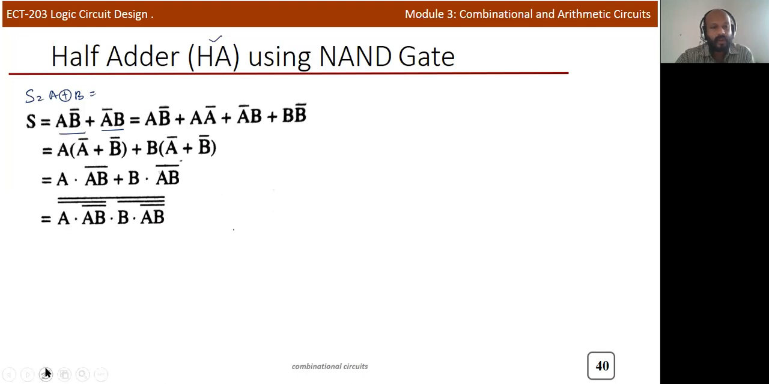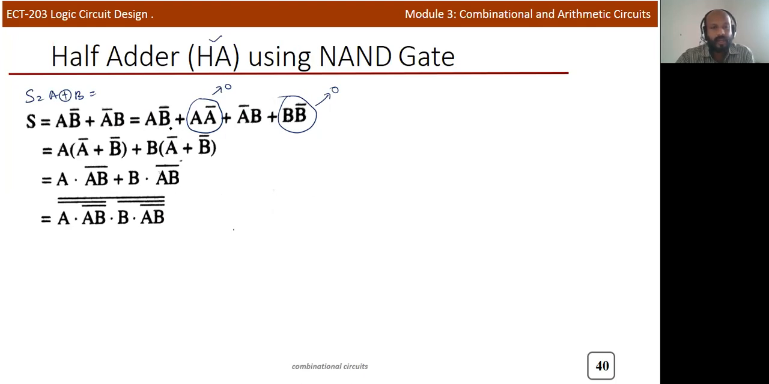So this is the sum equation for the half adder, and now we can add two extra terms here, that is A bar and B bar. A A bar is equal to 0, so there is no change in the equation. B B bar is also 0. If you add 0 to any term, there is no change. So now we are getting two more terms.